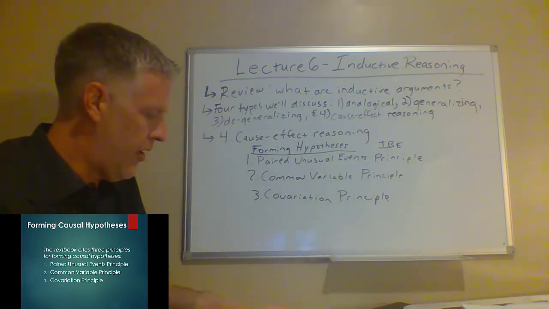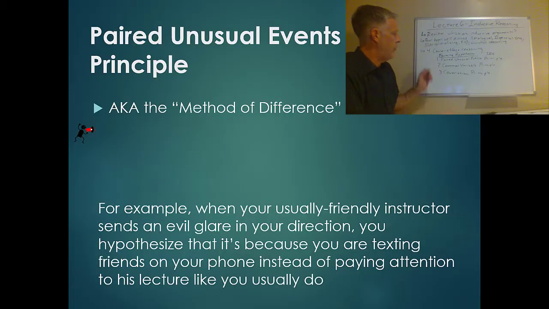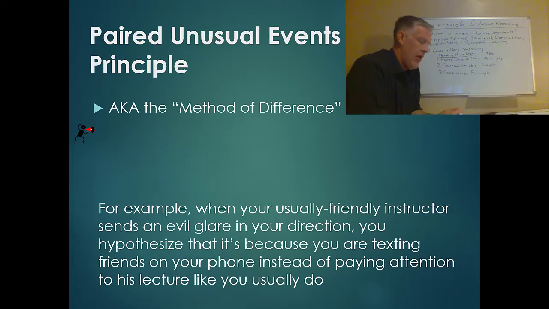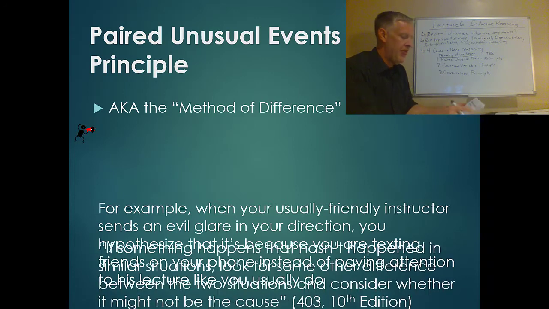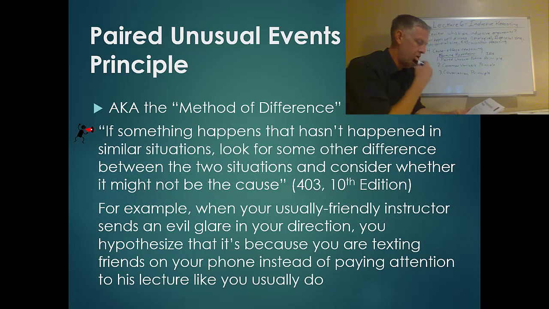In fact, let's go ahead and dive into the first one, the paired unusual events principle, or what's also known. So John Stuart Mill, they mention this, I think, in the footnotes as they go through these different methods of forming hypotheses. This is what Mill referenced as the method of difference, which is typically how I hear it referred to.